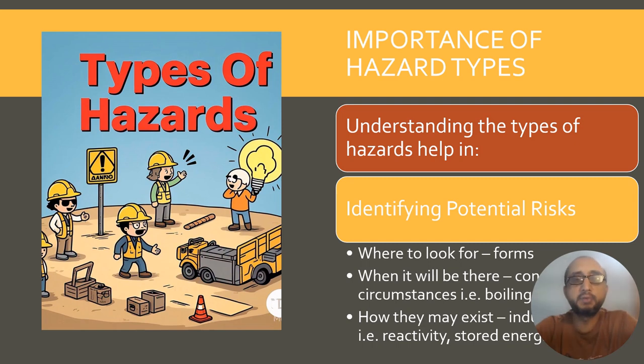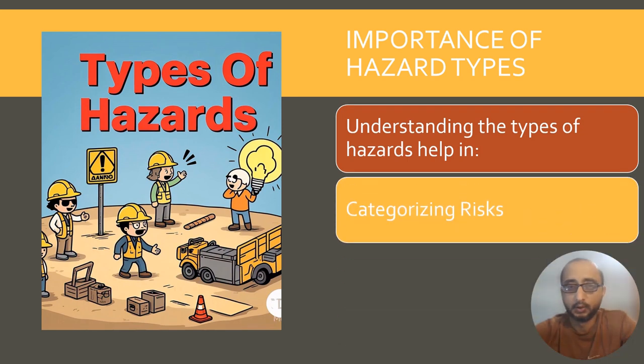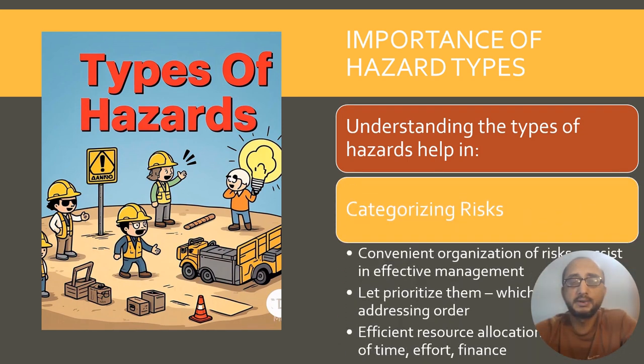So a good understanding of the types of hazards makes it easy for us to identify hazards, and makes it possible to identify those hazards which are especially condition based or activity based. A good understanding of the types of hazards also helps in effectively categorizing them. It makes it convenient to organize the risk, which is essential in effective risk management. Then it lets us effectively prioritize them on the basis of low, medium, high, or critical.